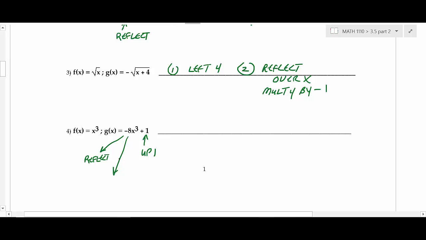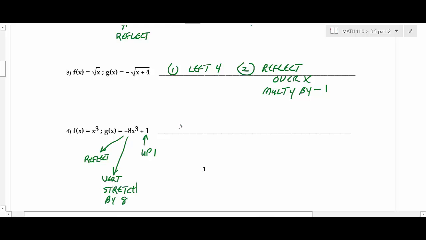That's what I want to try to get you to understand, is the y's get bigger by a factor of 8, therefore it stretches it vertically. So that's going to be a vertical stretch by a factor of 8. So those are your 3 transformations.